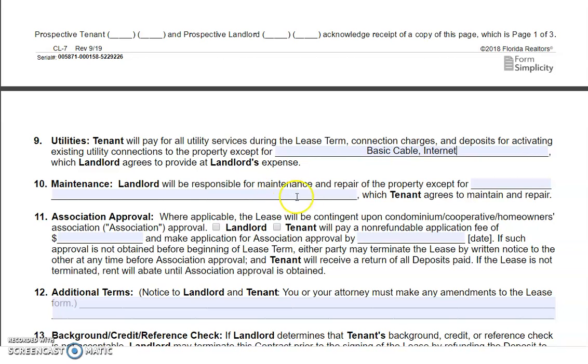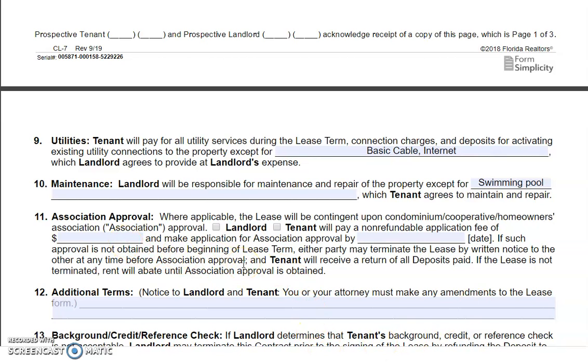Landlord will be responsible for maintenance and repair of the property, except for, let's think that this property has, I don't know, a pool. That the one who is going to be responsible is the tenant.